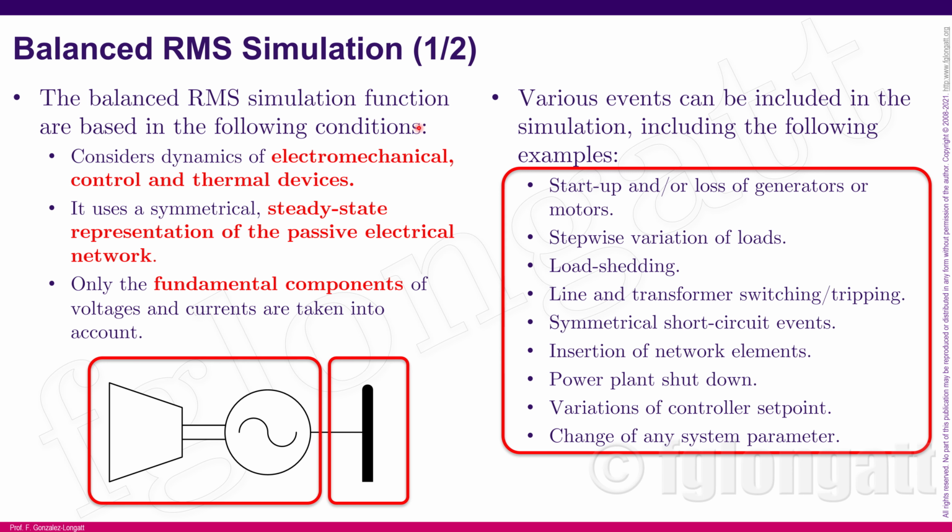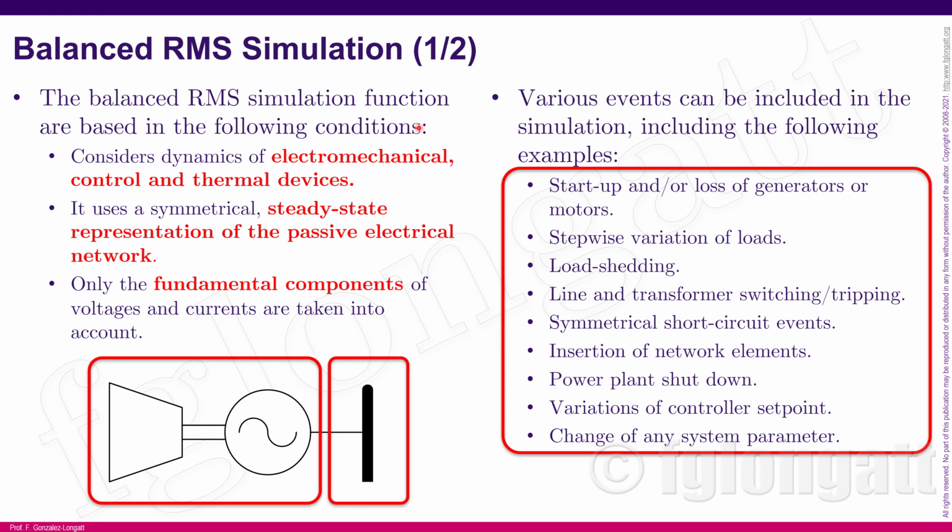And another thing that is extremely important here is that this kind of simulation is only considering fundamental components. That means that we assume that during the transient, the only frequency that is produced is 50 or 60 hertz, the fundamental frequency, okay? That means that voltages and currents, for instance, can be represented by phasors because phasors assume constant frequency, okay?